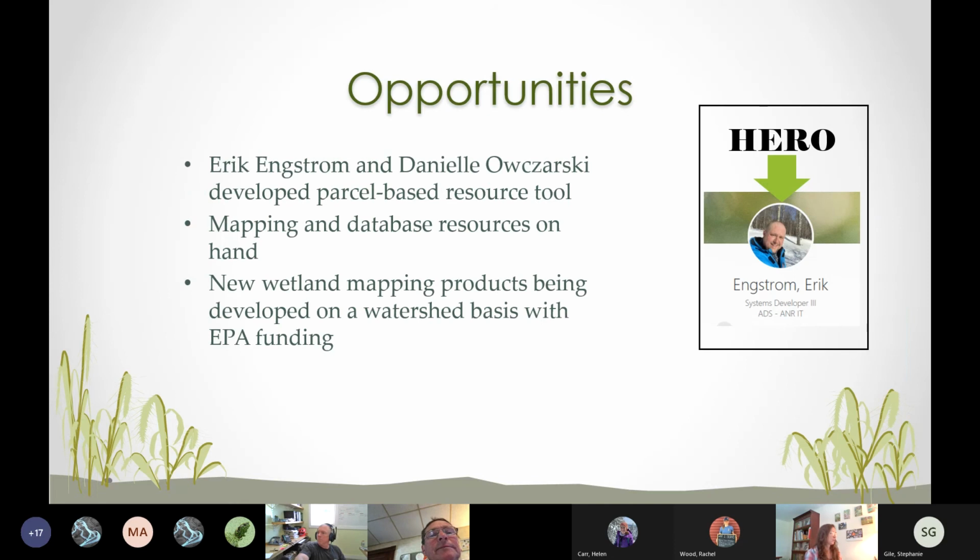I have to give a shout out to Eric Engstrom. He's our GIS person. He's a complete wizard and a hero. And he and Danielle Arzowski developed a tool that basically was able to do an inquiry on a piece of property, look at the different natural resource layers, and let people know who to contact to see if that was an issue. And I believe that was actually aimed specifically at folks doing watershed grant applications. So that's been really useful.